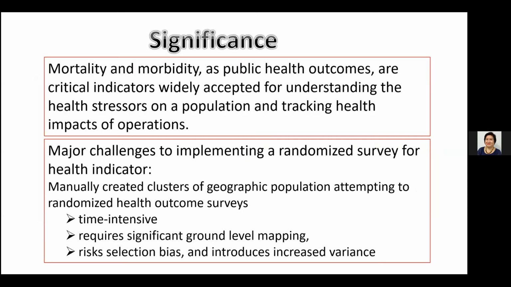Like many public health outcome measures, mortality and morbidity are critical indicators widely accepted for understanding the health stressors on a population and tracking health impacts of operation. Major challenges to implementing a randomized survey for health indicators exist, such as manually created clusters of geographic population units. This approach is time-intensive, requires significant ground-level mapping, risks selection bias, and introduces increased variance due to clustering effects depending on the health variable of interest.